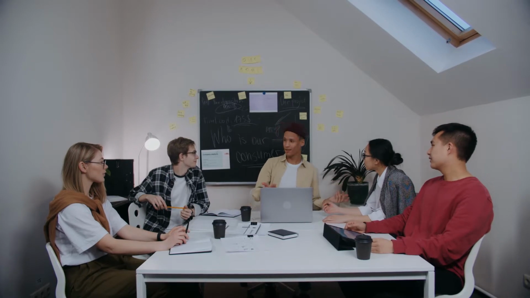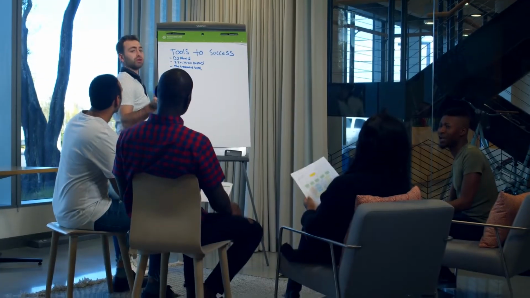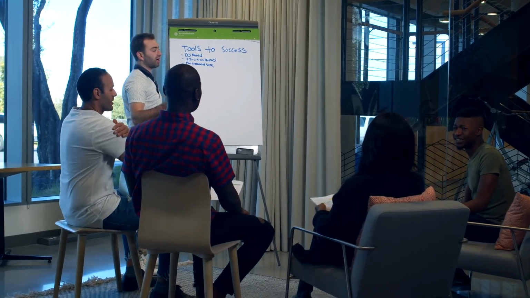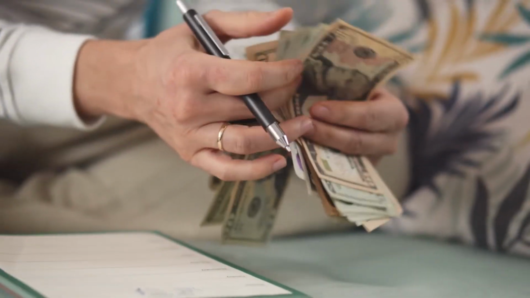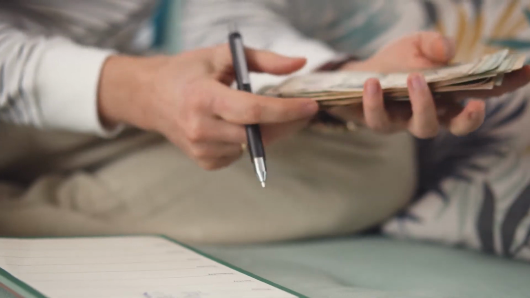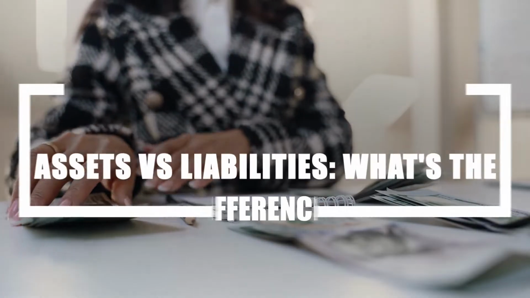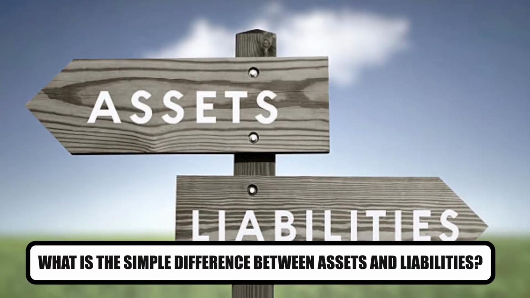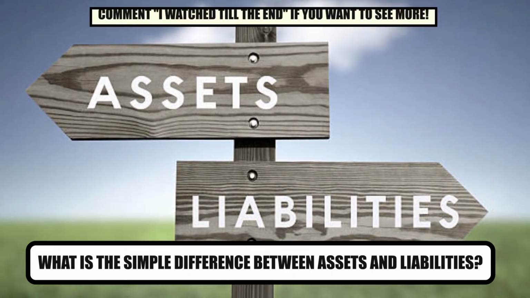What's up? When you're just about to venture into the business world, it's best to equip yourself with all the terms and techniques beforehand, so you don't feel like you're lagging behind. So in today's video, we're going to tell you about the two most important categories that appear on a financial balance sheet. Let's look at assets versus liabilities. What is the simple difference between assets and liabilities?